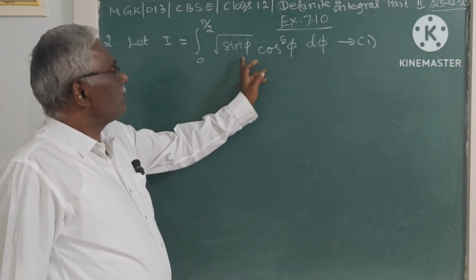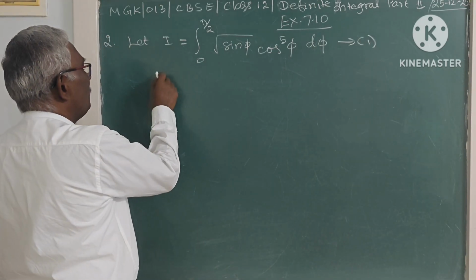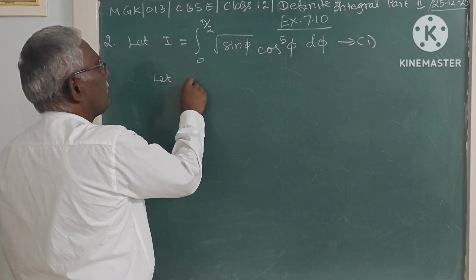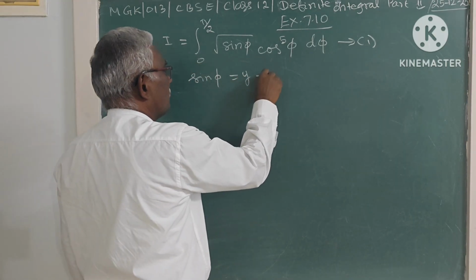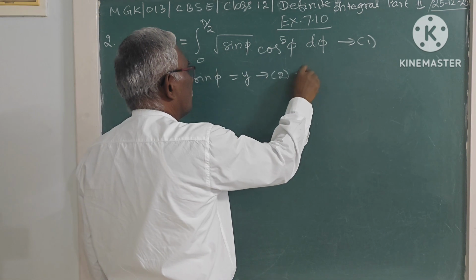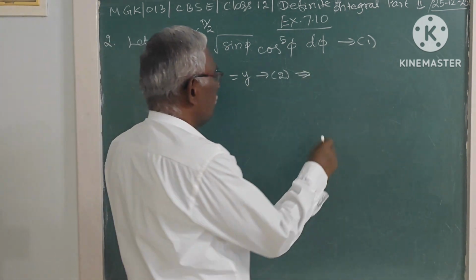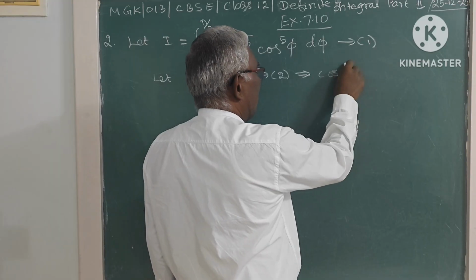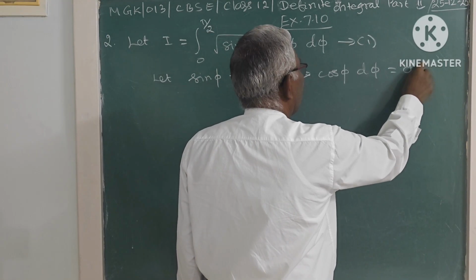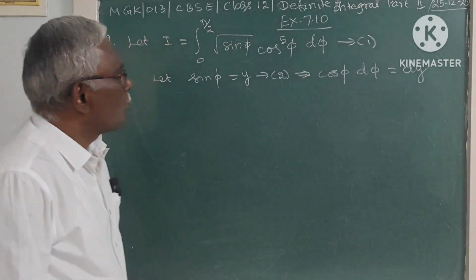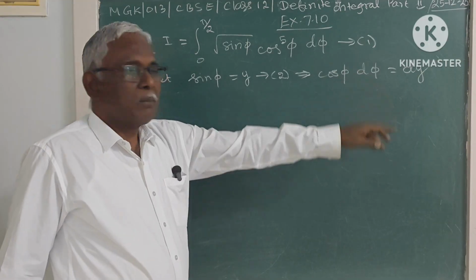So in this integral, sin phi is there inside the square root. Therefore we can take sin phi is equal to y. On differentiating sin phi, what are we getting? Cos phi d phi is equal to dy. So in this, cos phi d phi becomes dy.